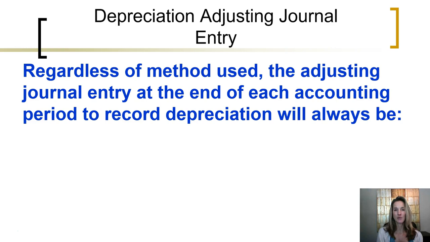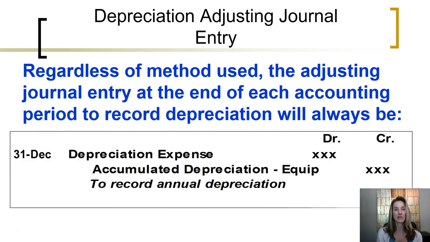Remember that regardless of which method we use to calculate depreciation expense, the adjusting entry is always the same. We will always debit depreciation expense and credit accumulated depreciation, which is the contra asset account.